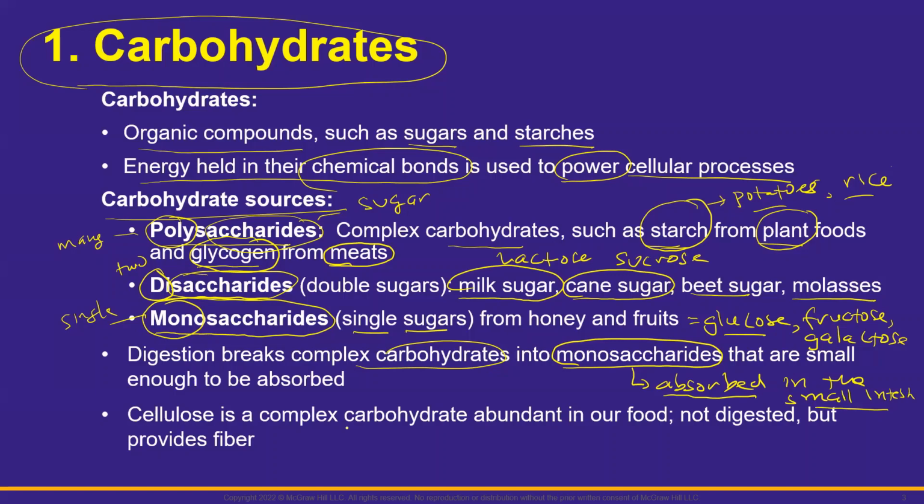Cellulose is a complex carbohydrate abundant in food, mainly plants, but it is not digested. It helps us by providing fibers. So cellulose is part of the plant cell that is not really digested by our body, but it helps us to be healthy by providing fibers.